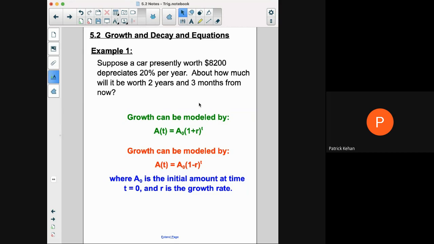So you have to read this carefully. And the key word here is the word depreciate, right? So that means it's going to decrease in value 20% each year. So that's an exponential decay model.